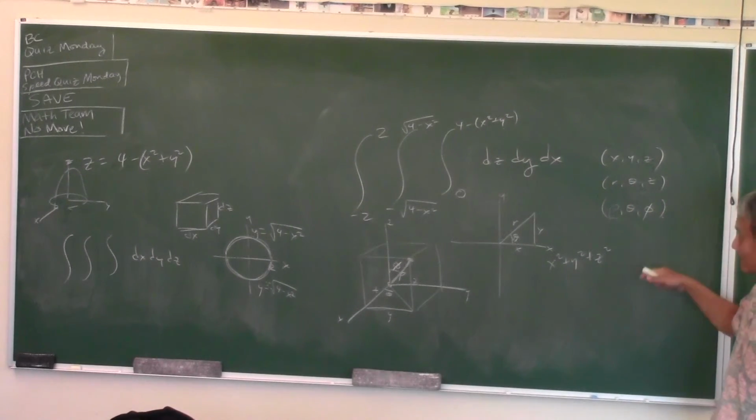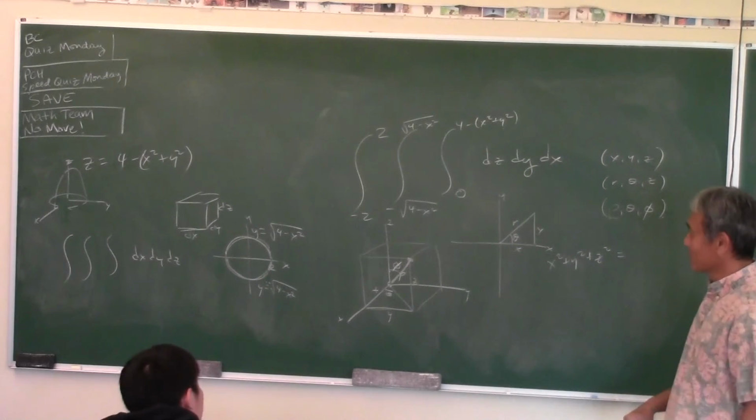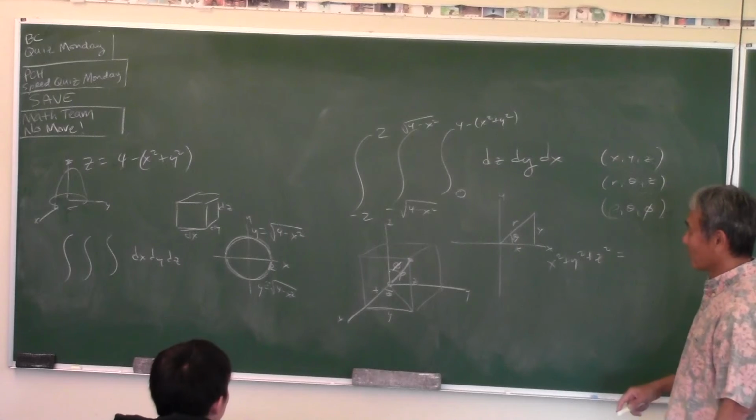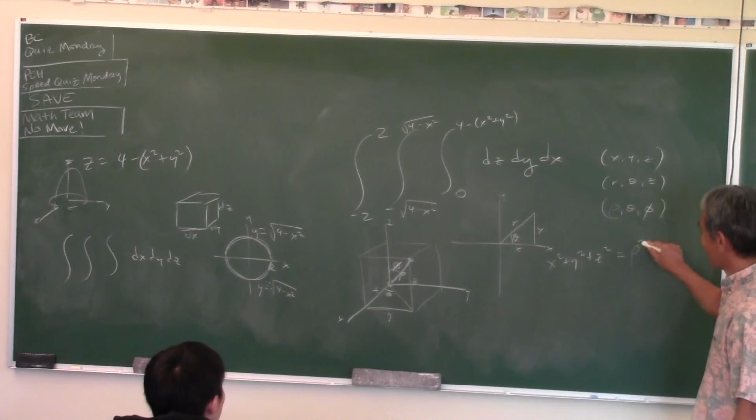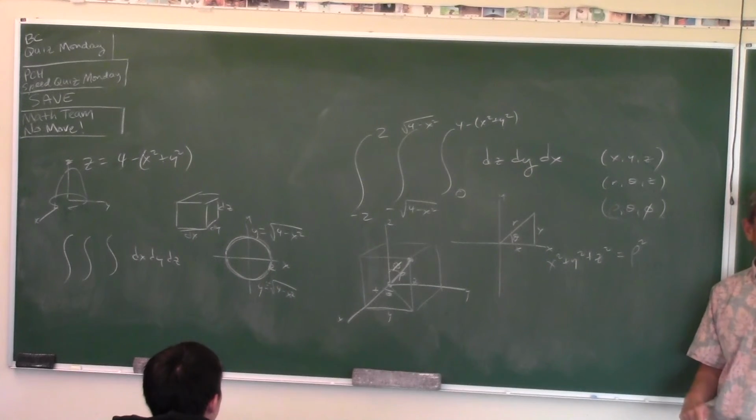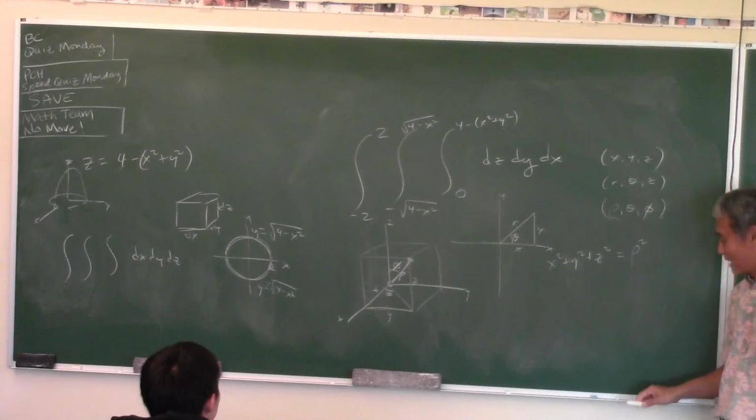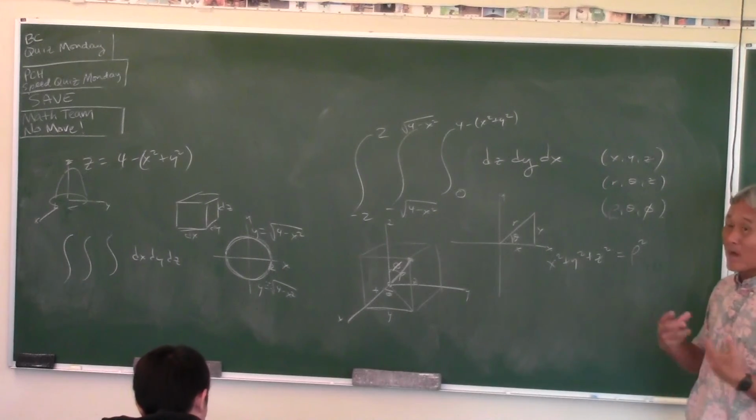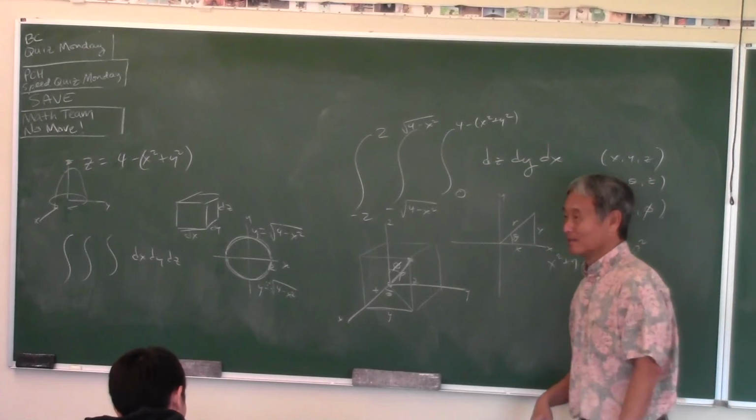You know why? Because x squared plus y squared plus z squared, look at that picture. What is x squared plus y squared plus z squared equal to? Rho squared. So if you make that substitution, the integral becomes a lot easier. So that's why we have these different coordinate systems, to make integrals easy.